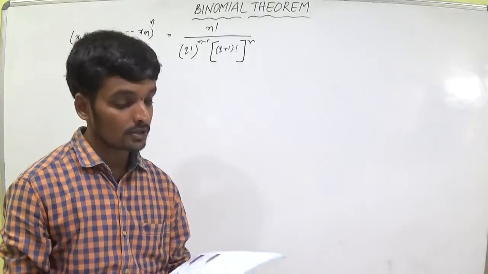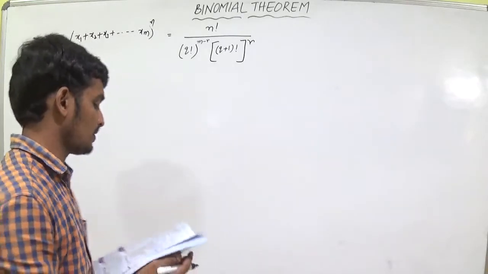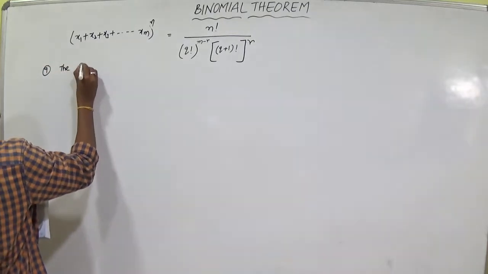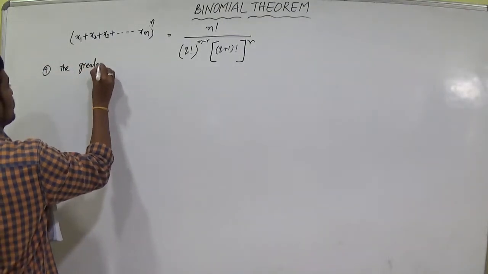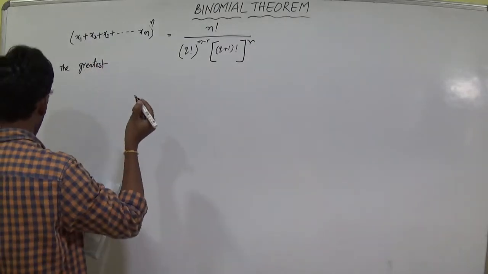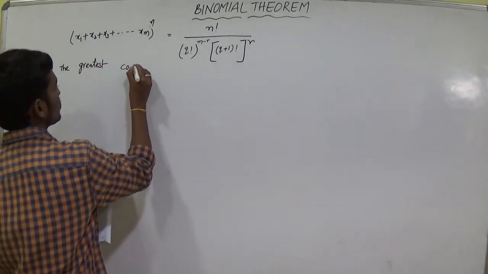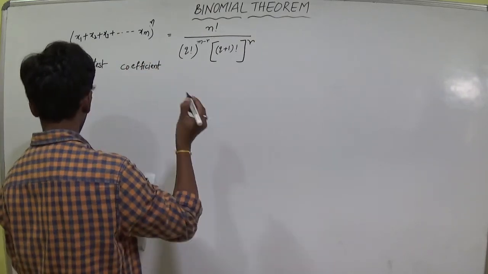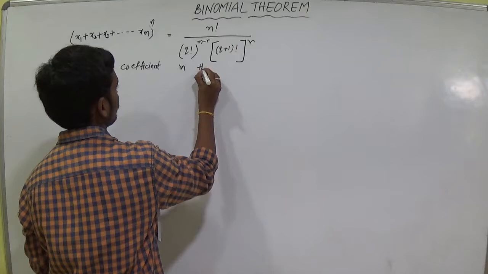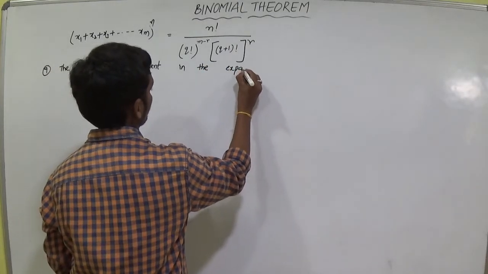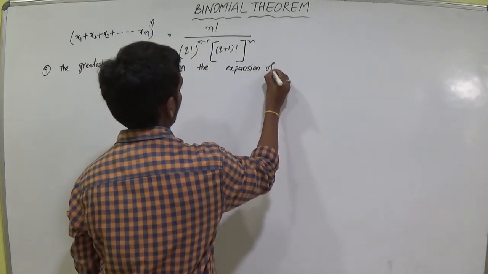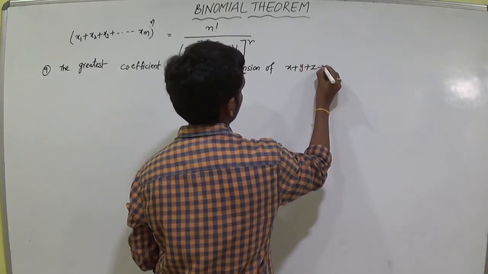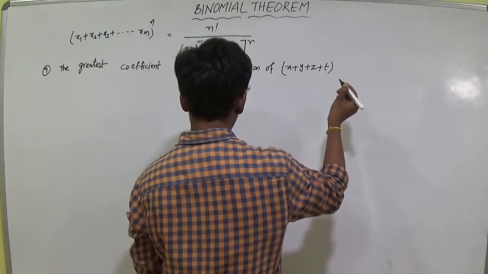So they are giving the question, we can solve. The greatest coefficient in the expansion of, they are giving the first question, that is the 9th question. The greatest coefficient in the expansion of (x + y + z + t) whole to the power of 15.